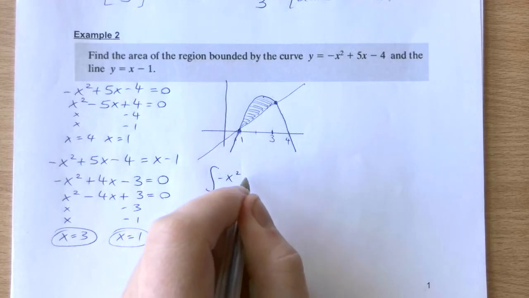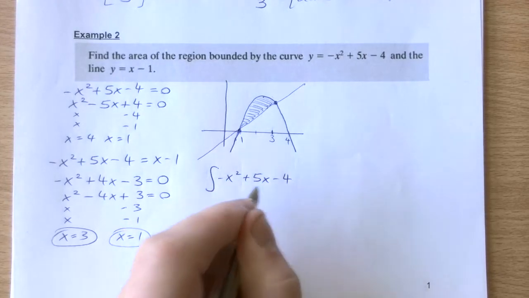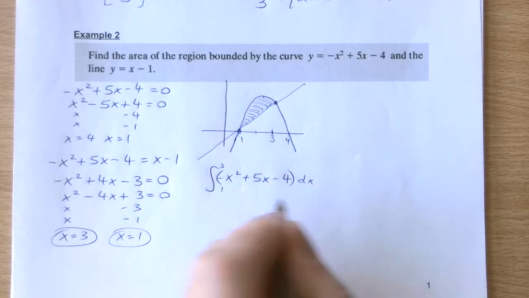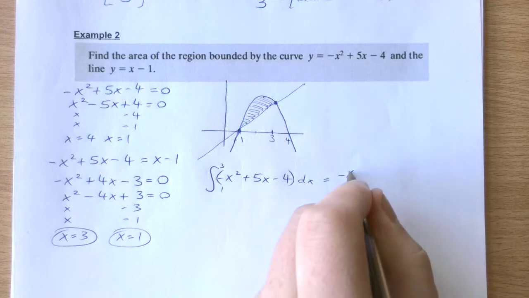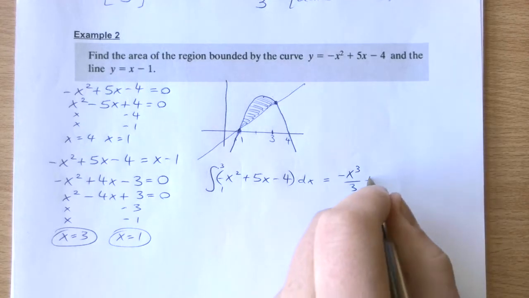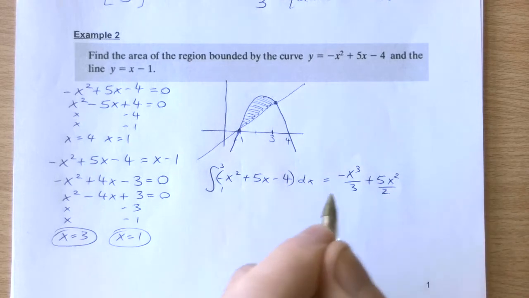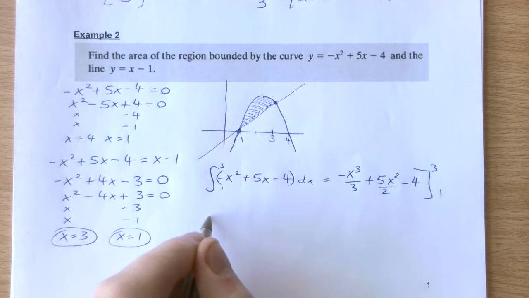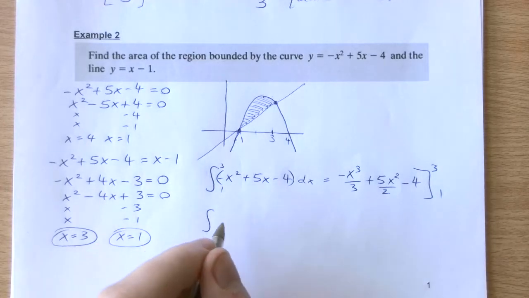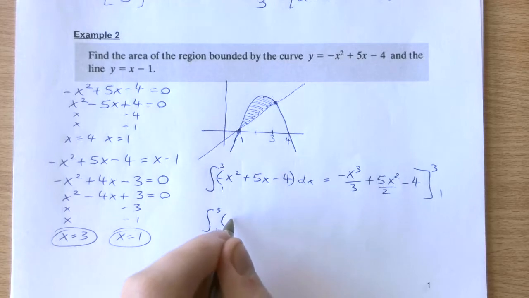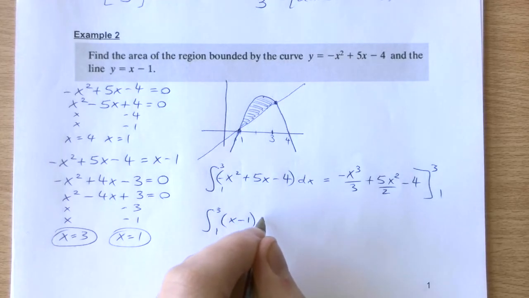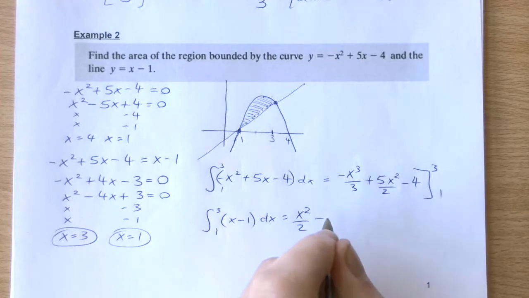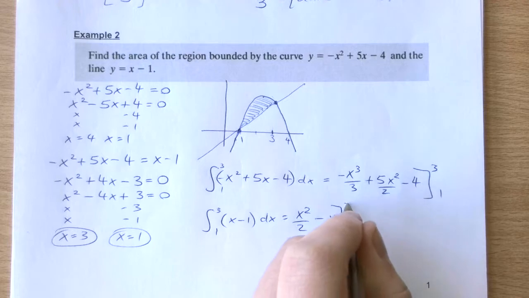So minus x squared plus 5x minus 4 dx. We can integrate that between 3 and 1. So the integral of that is going to be equal to minus x cubed over 3 plus 5x squared over 2 minus 4x, and integrate that between the values of 3 and 1. And then separately we need to find the integral between 3 and 1 of x minus 1 dx. So the integral of that one is equal to x squared over 2 minus 1x between 3 and 1.